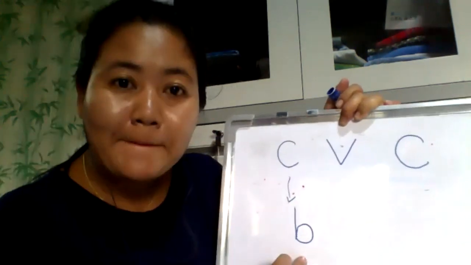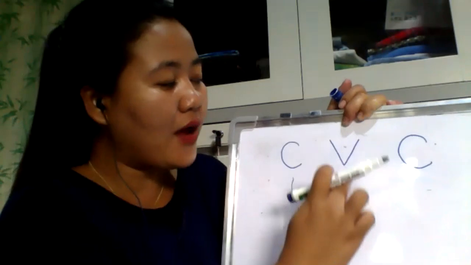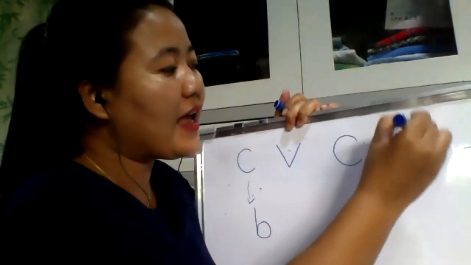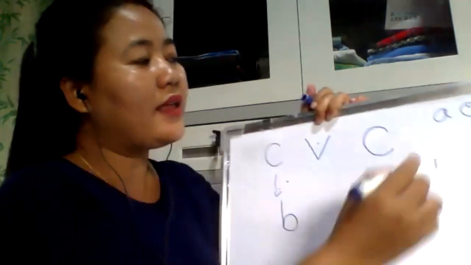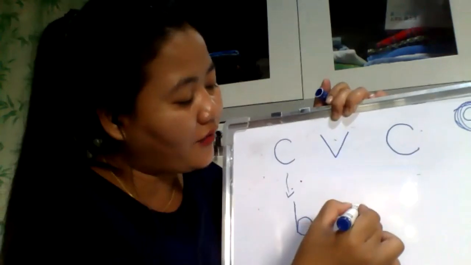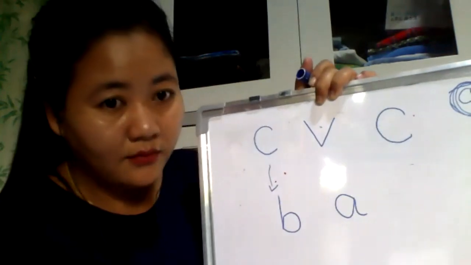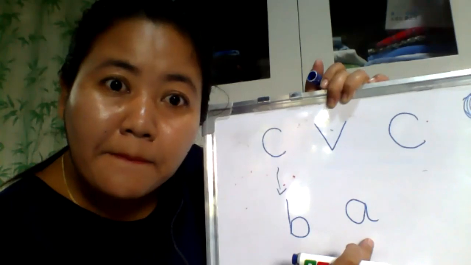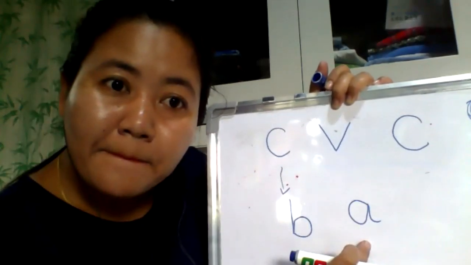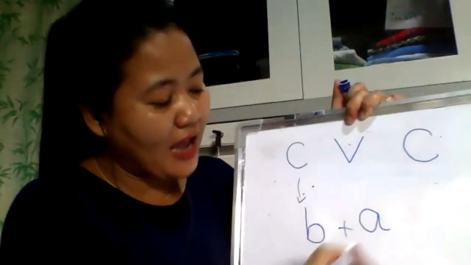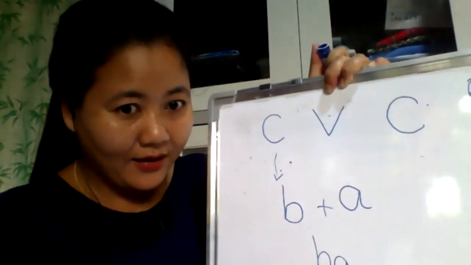Very good. B sound. One vowel. Miss Numbi is going to add one vowel. There are five vowels: A, E, I, O, U. They all are vowels. Today we're gonna learn about the A vowel only. Let me write one vowel under this V. A sound. A. B, A, together, ba.